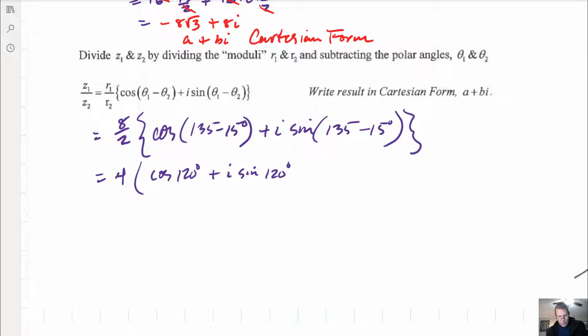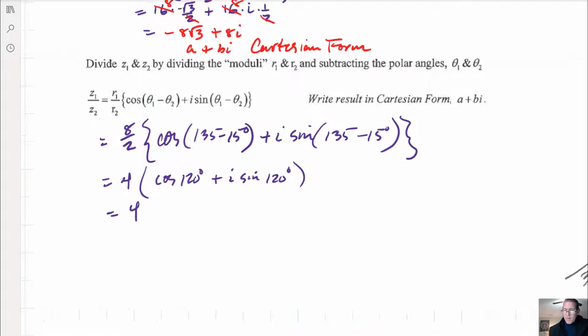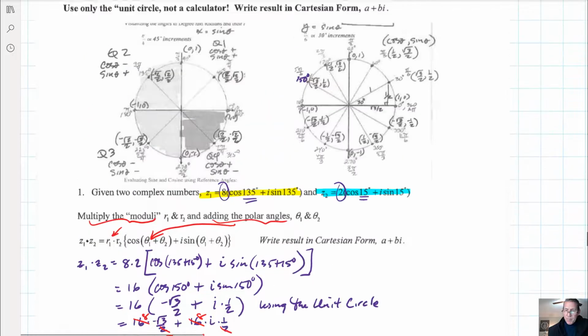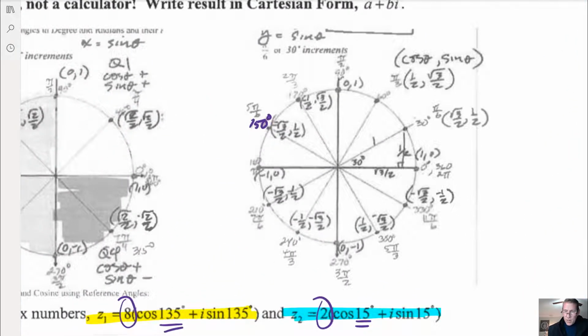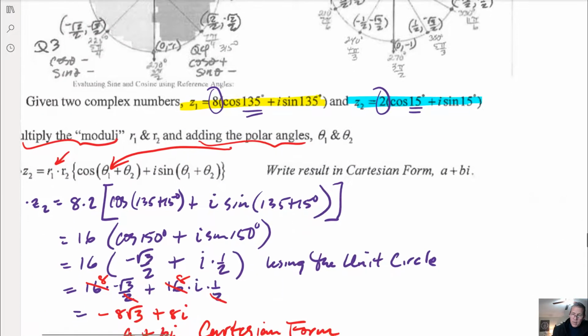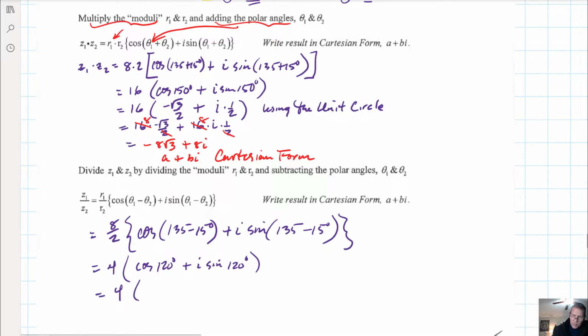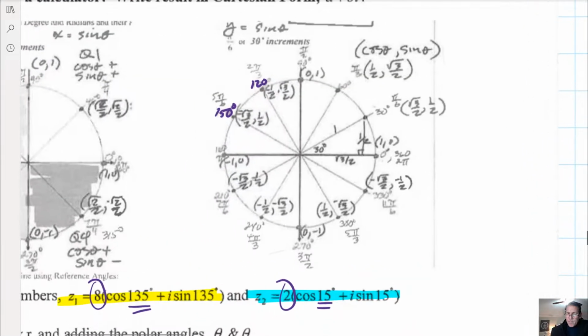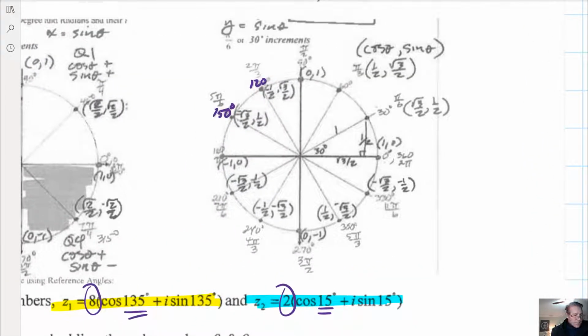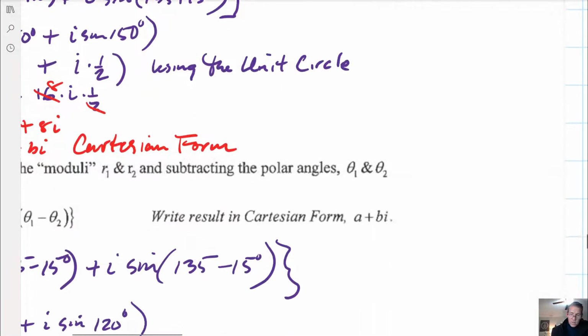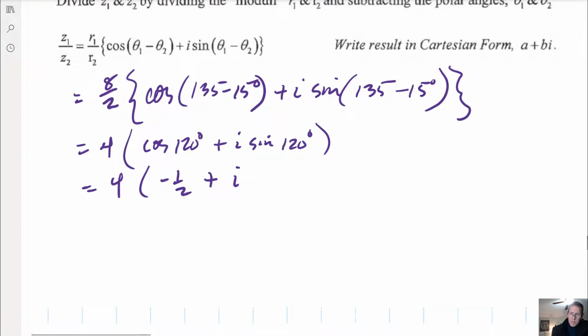So all we have to do is go to the unit circle again and get our values. So we got to find 120. 120 degrees is up here. The cosine of 120 is negative 1/2. So negative 1/2 here plus i times the sine of 120. If you go back up there, the sine of 120 is root 3 over 2, so times root 3 divided by 2.